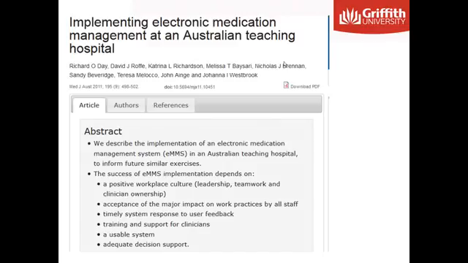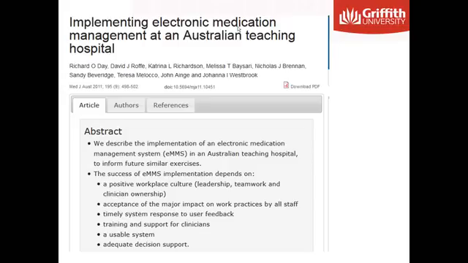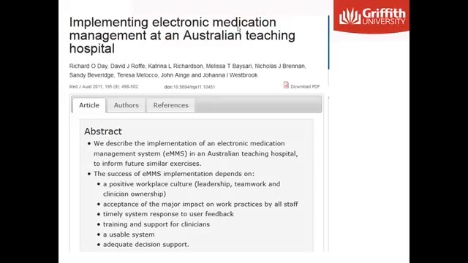This is just an example of an article which I was reading just the other day, implementing electronic medication management at an Australian teaching hospital. This is just one of the systems, and it's a description of the implementation of an electronic medication management system. What I wanted you to look at and talk about is the success. The success of such a system in terms of its implementation depends on a couple of these interesting points.